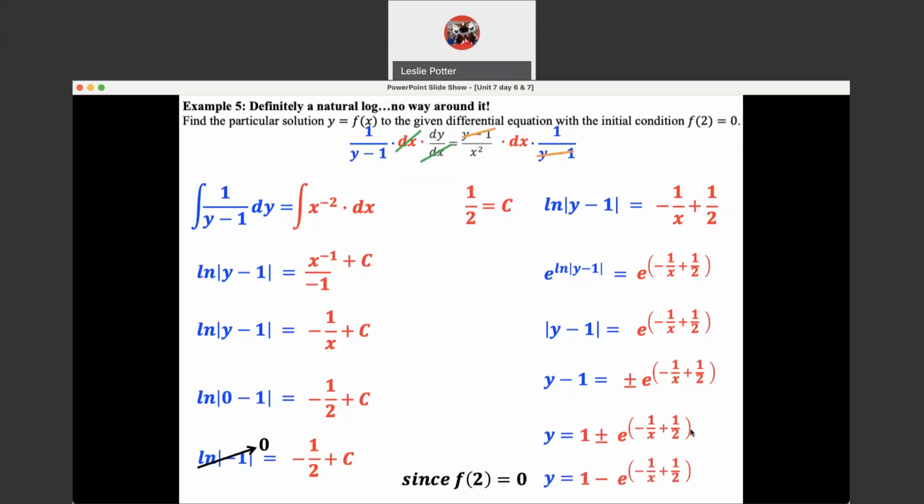Think about this. This is two different functions. 1 plus e to the minus 1 over x plus half, and 1 minus e to the minus 1 over x plus half. So those are two different functions. I have to pick the right function that will match my initial condition. So here is my particular solution.